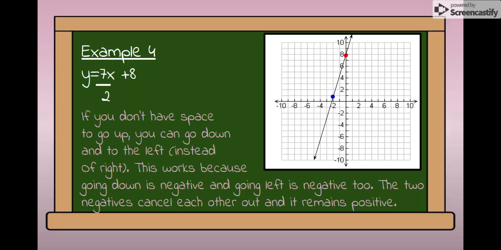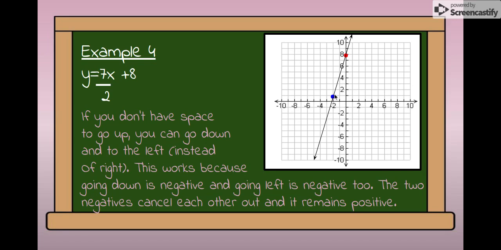So in this example, we have y equals 7 over 2x plus 8. So we first graph our y-intercept, which is positive 8, and then we would graph our slope, which is positive 7 over 2. So typically we go up and we go to the right when we have a positive slope. But here on this graph, we don't have any space to go up. So a thing that you can do in this type of situation is instead of going up, you go down 7. And instead of going to the right, you go to the left.